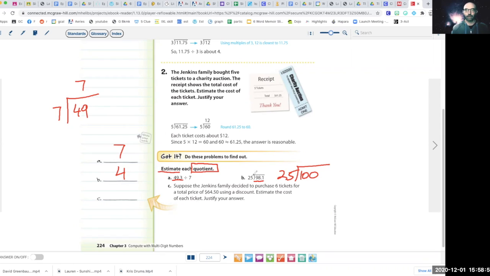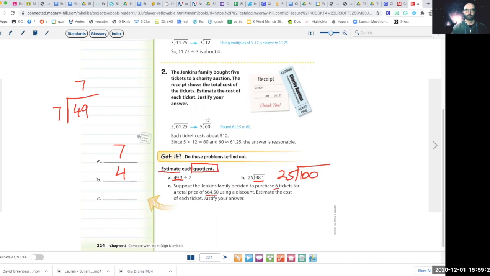And now let's try the last one on this page. Suppose the Jenkins family, oh, it's those same people from up there. Suppose the Jenkins family decided to purchase 6 tickets for a total price of $64.50 using a discount. Estimate the cost of each ticket. So you're going to change $64.50 into some number that works well with 6. It's really important that you know your times table so you know which ones to choose. So why don't you try letter C?